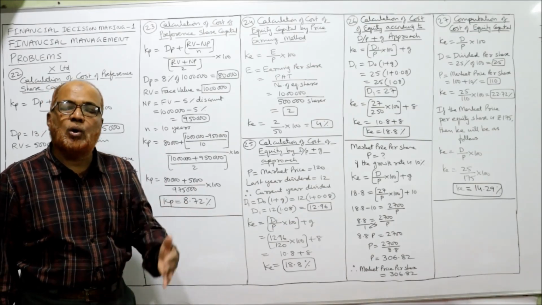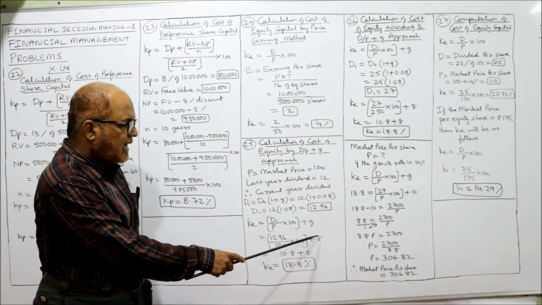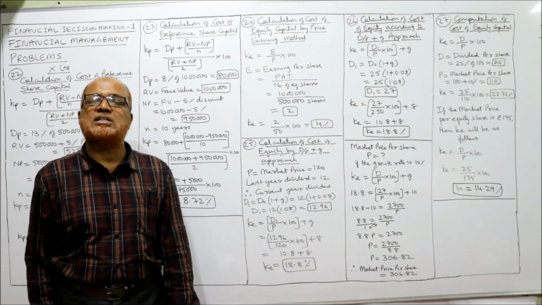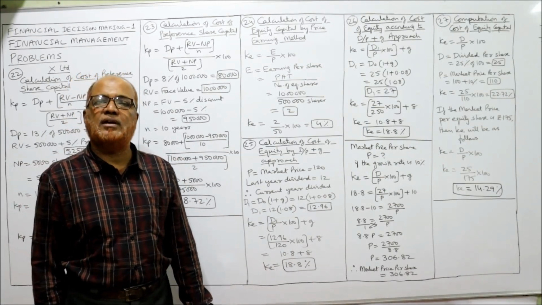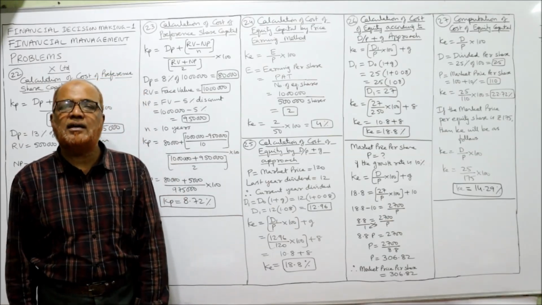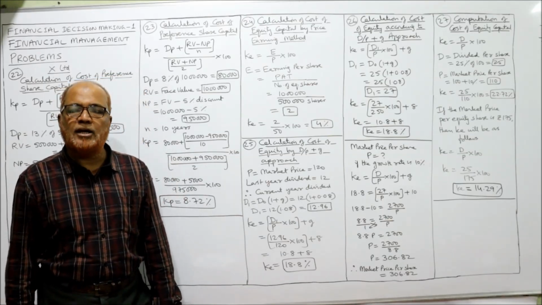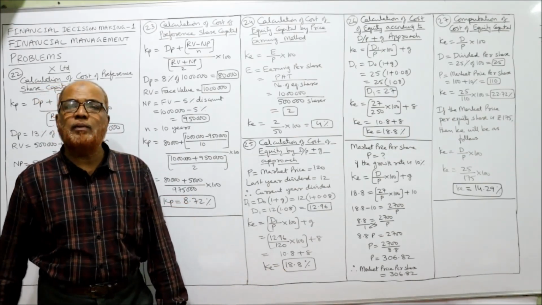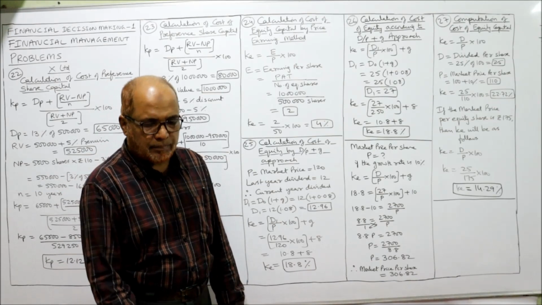To this we add the growth rate. The growth rate is 8%. So 10.8 plus 8, 18.8 is the cost of equity capital. The cost of equity capital is 18.8%. That's all. So this is the problem on cost of equity capital.